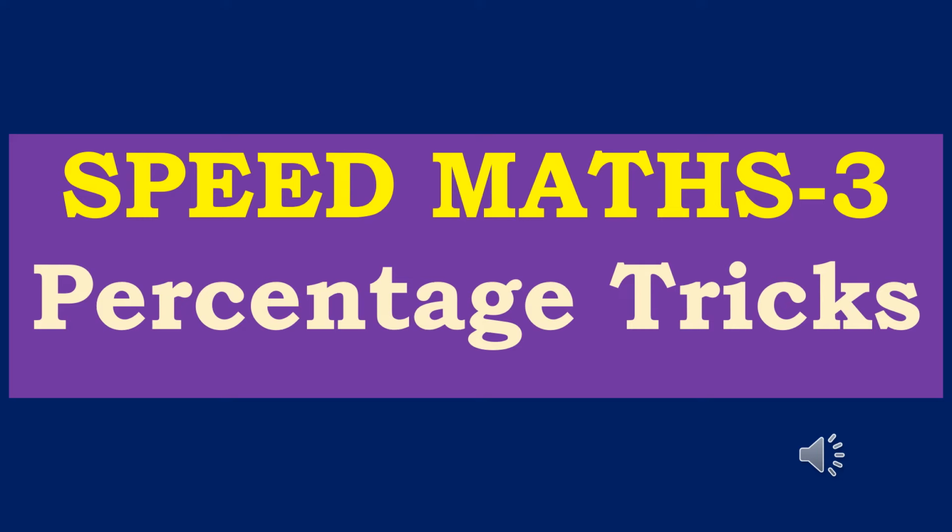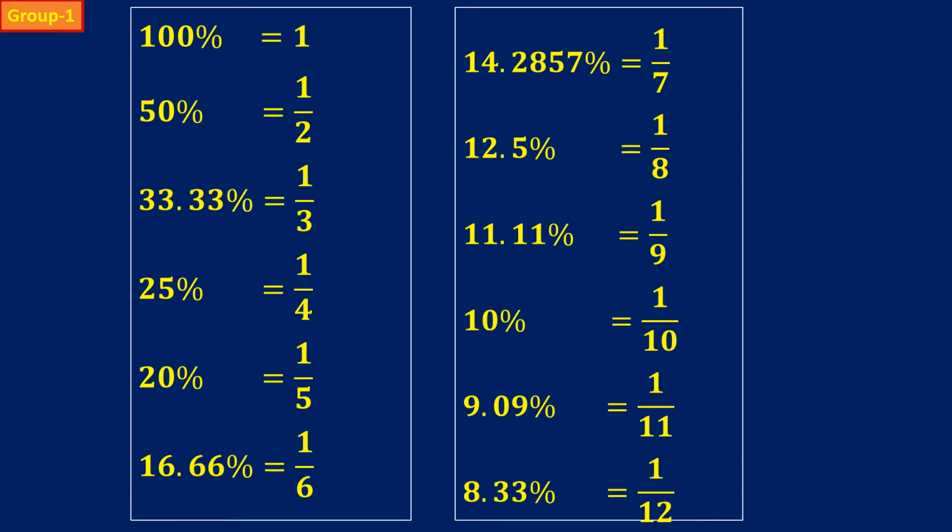Speed Maths 3. Percentage tricks. The percentage indicates 100%. The following is a list of standard percentages stated in fractions, organized into 5 categories. So, simply attempt to learn it and practice it so that making such calculations becomes easy for you.